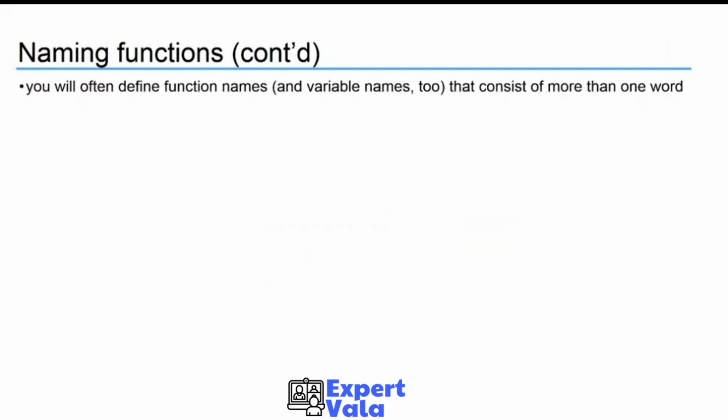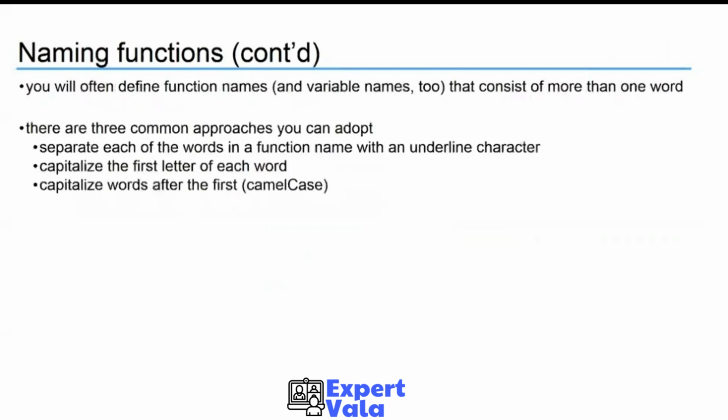So now I want to talk a little bit about just coding style. You have probably noticed when I am writing in my code that I use camel case. There are three different ways you can write the names of your variables and functions. You can separate each of the words in a function with an underscore character. It's one approach. You can capitalize the first letter of each word, or you can capitalize words after the first word, and you still have it strung together.